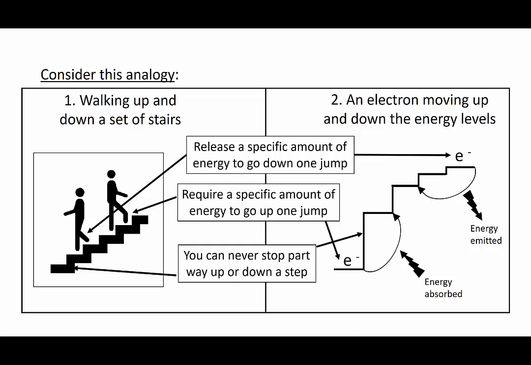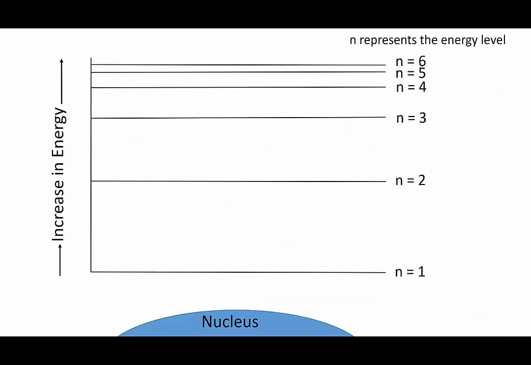Now, as we move to the next diagram on page 3, you see I've drawn the steps for our electron. Different from a normal pair of stairs, the electron stairs are not consistent in the amount of energy between each of the levels. Recall that the first level up to the second level is actually the biggest jump. And as you go farther and farther from the nucleus, the stairs get closer and closer together.